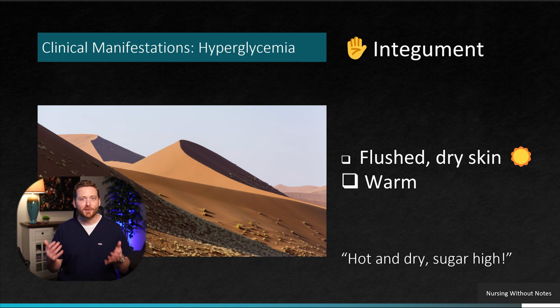This happens because glucose is osmotically active, meaning it pulls water along with it wherever it goes. As the kidneys filter the blood and eliminate this excess glucose, it pulls water along with it, resulting in dehydration. This increased urine output is known as polyuria.